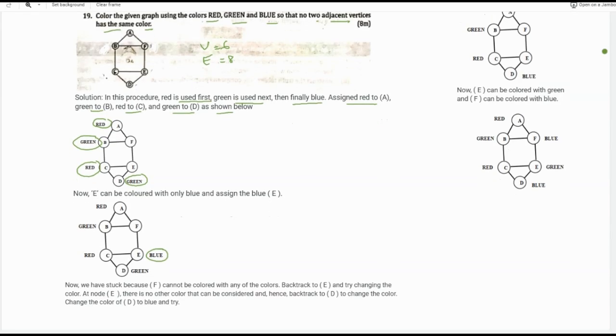Now we are stuck because F cannot be colored with any of the colors. If I color it red, it is adjacent to a red vertex. If I add green, it will be adjacent to a green vertex. If I add blue, it will be adjacent to E. Therefore we are stuck here.